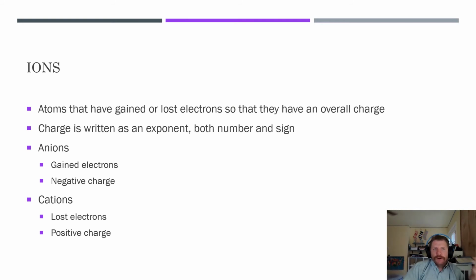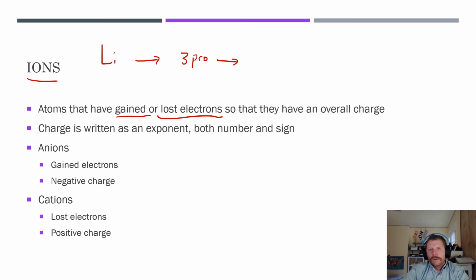So a slight variation here, similar but different from an isotope, is an ion. Ions gain or lose electrons. Now remember, electrons effectively have no mass. Now, charge is written as an exponent, both the number and the sign. So that means the magnitude, whether it's a +2 charge or a +1 charge, you want to indicate that. So if we took something like lithium, we had 3 protons, 4 neutrons, and 1 electron.